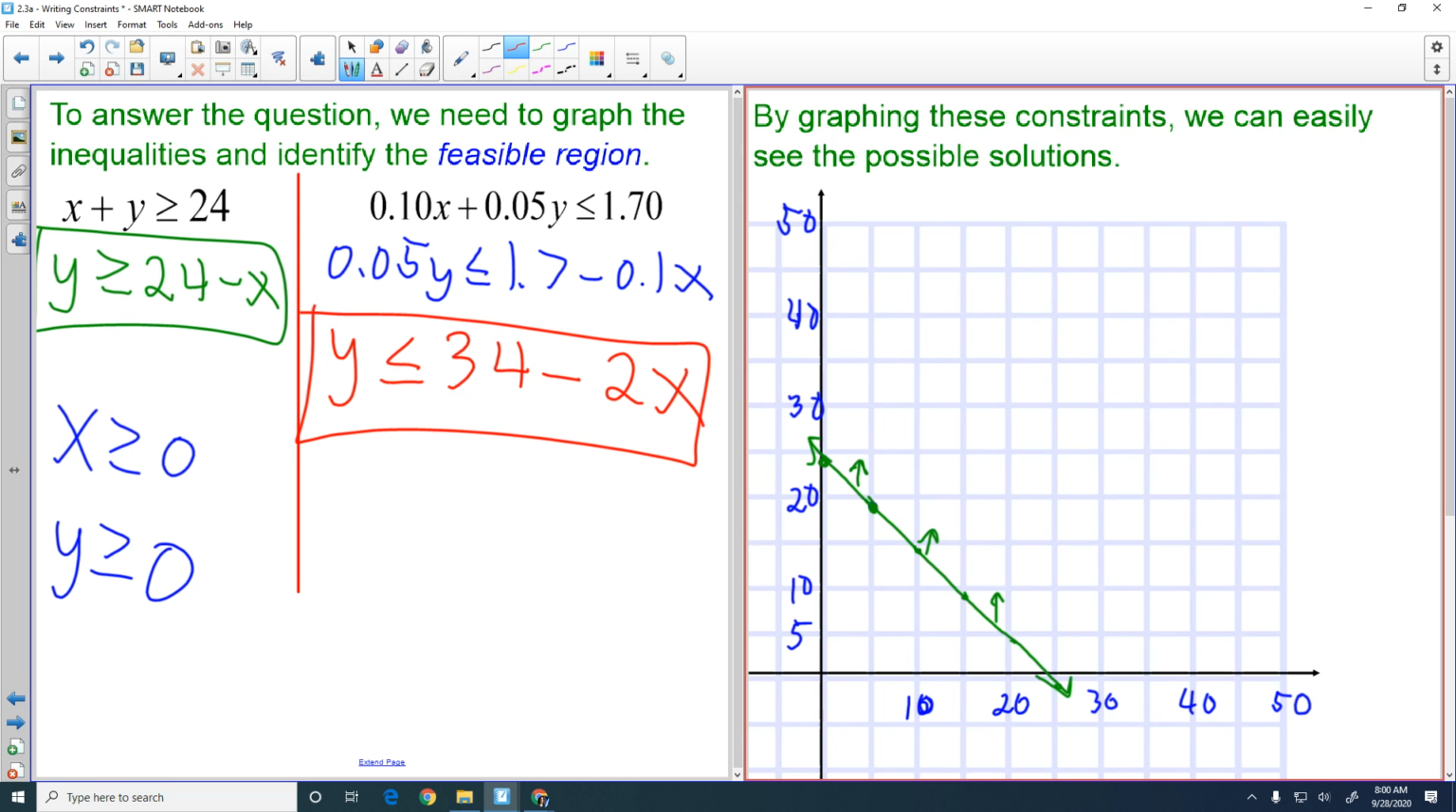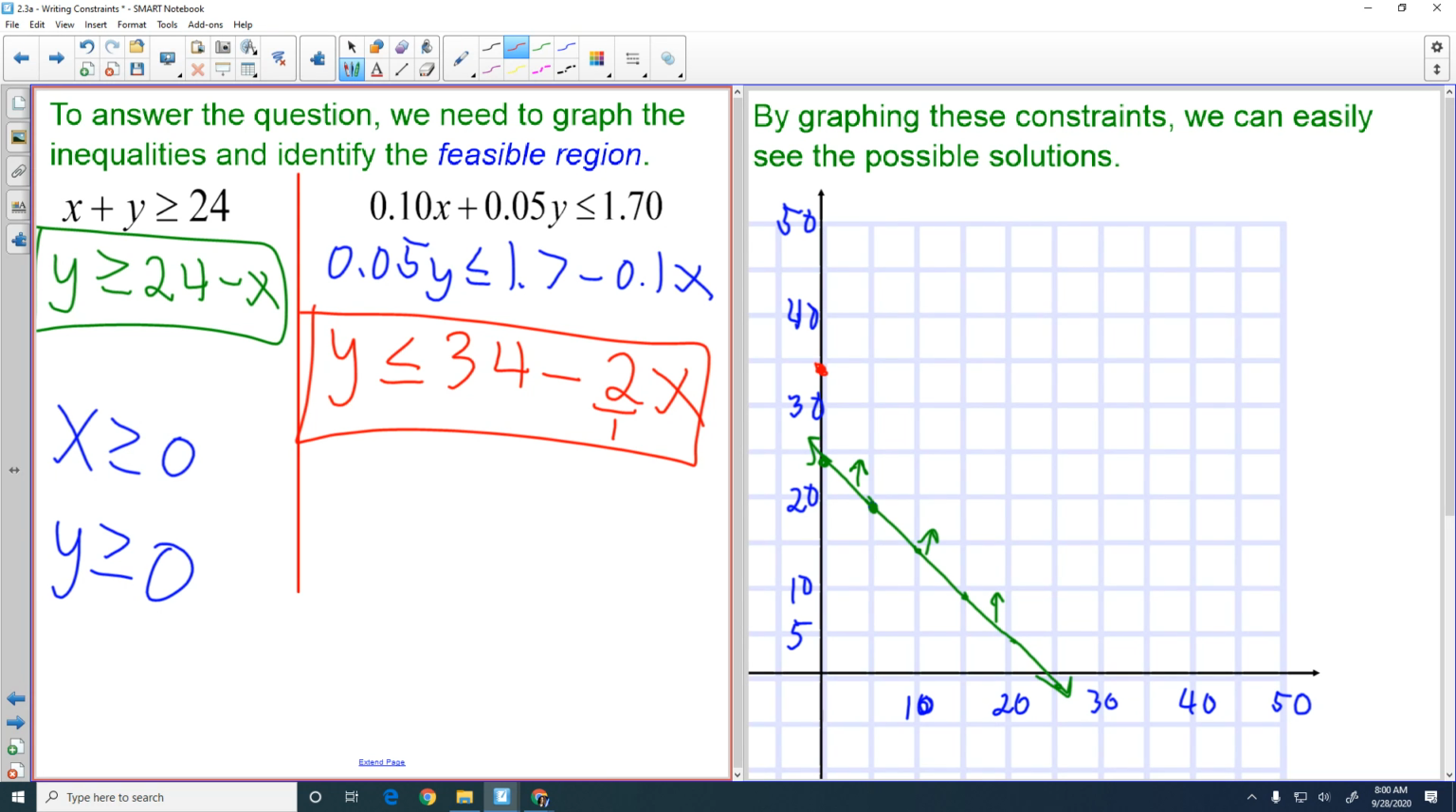All right, second inequality. y is less than or equal to 34 minus 2x. So we start at 34 in this case. So here's 30, here would be 34, just underneath the 35 mark. And the slope is negative 2, make that into a fraction, over 1. And so I'm going to go down 2, right 1. And again, because my axes are scaled the same way, I can actually go down 10, right 5, same thing as going down 2, right 1.